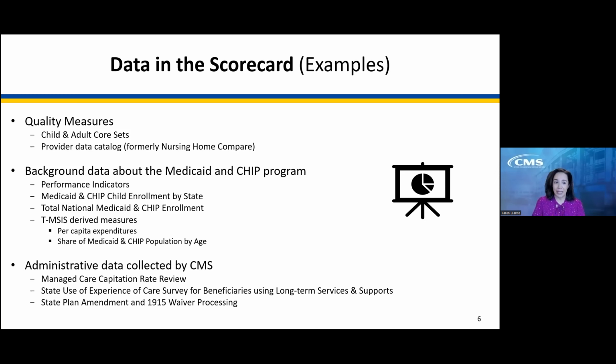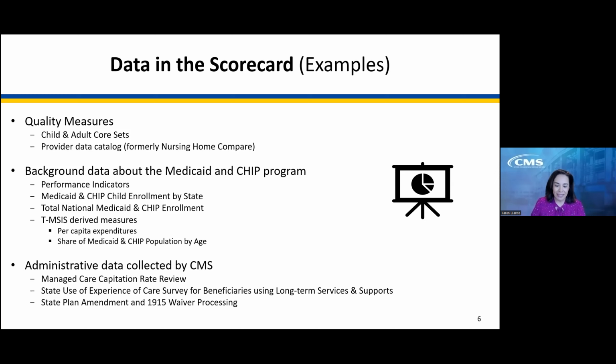We pull from TMSIS, so we've got per capita expenditures and share of Medicaid and CHIP population by age. And this year we're introducing race and ethnicity and gender. And then finally, some administrative data that we used to release through informational bulletins, but now are putting here. That includes managed care capitation review rates, how many states are using different types of experience surveys for LTSS, or long-term services and supports, and then some state plan amendment and waiver processing times.